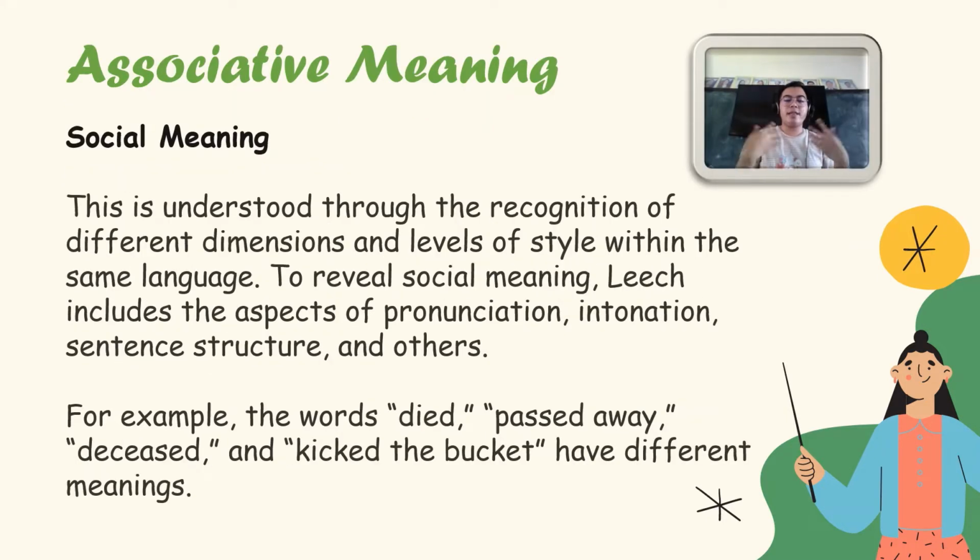Now, this time, let us proceed to another type of associative meaning, which is the social meaning. Social meaning is understood through the recognition of different dimensions and levels of styles within the same language. They may sound similar, but they have different meaning. To reveal social meaning, Leech includes the aspects of pronunciation, intonation, sentence structure, and others. For example, the words died, pass away, decease, and kick the bucket may sound similar, but they have different meaning.